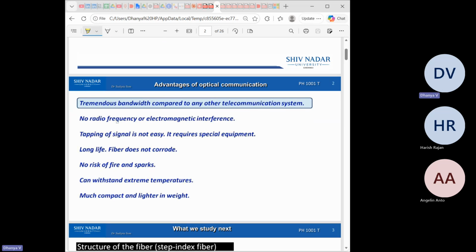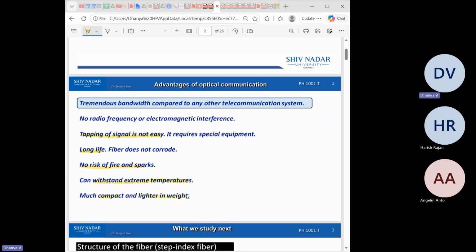So no radio frequency or electromagnetic interference. Tapping of signal is not really easy. Okay, so it requires specific equipment and it cannot be tapped very easily. So it has a longer life, no risk of fire and sparks, and it can withstand extreme temperature and also extreme landscapes. Okay, so much more compact and lighter in weight.